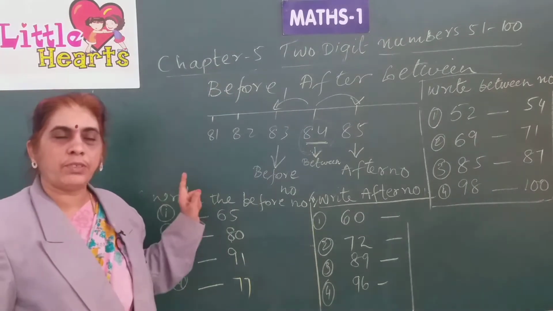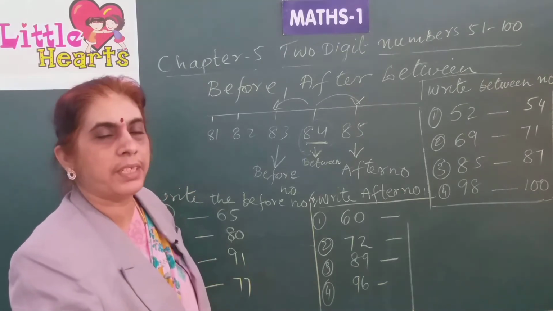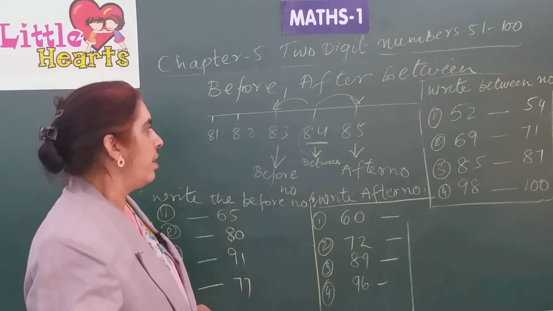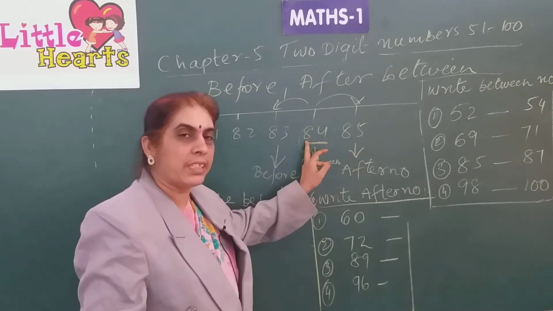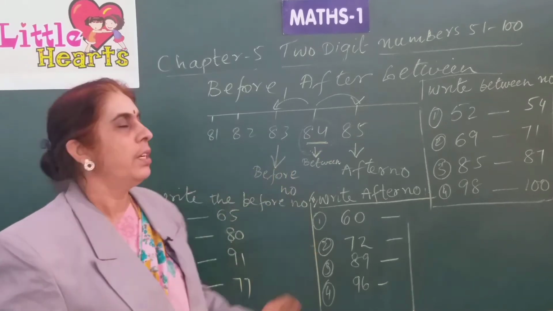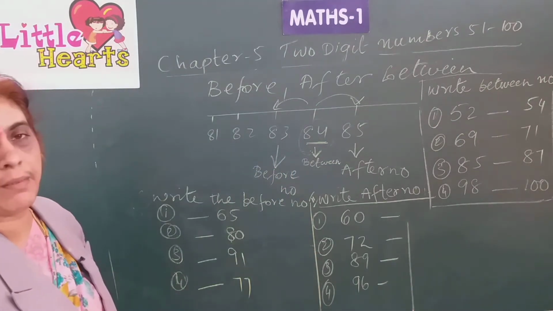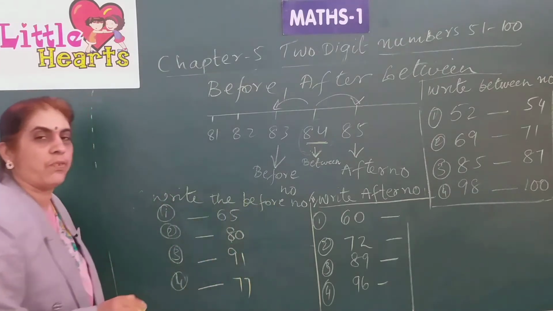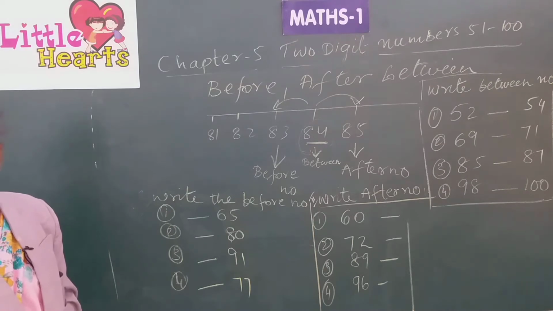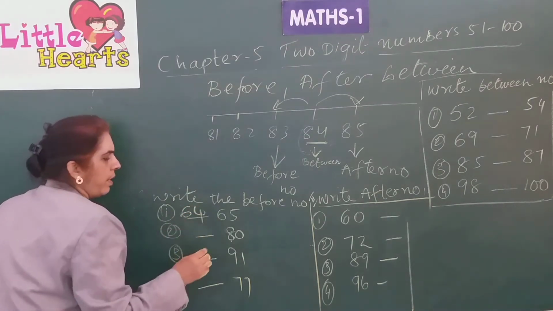So which is left to the given number is the before number, which is right to the given number is the after number, and the number between the two, before and after number, is considered as the between number. Now let us write the before number, after number, between numbers for the given number. Write the before number of 65. The number that comes before 65 is 64.